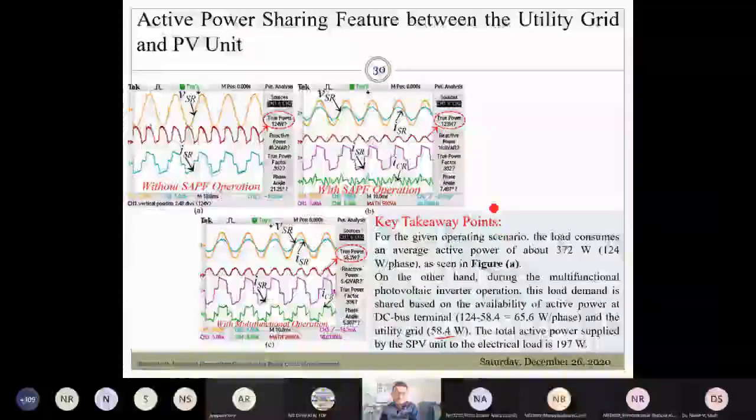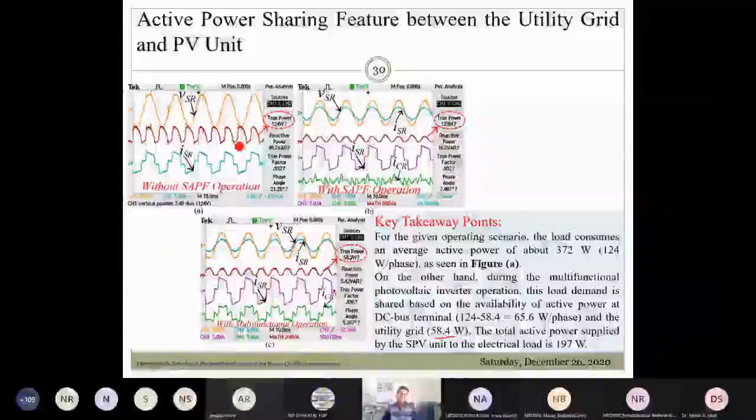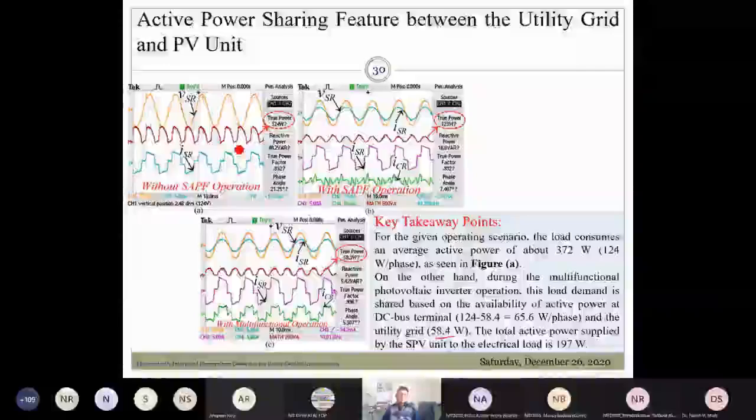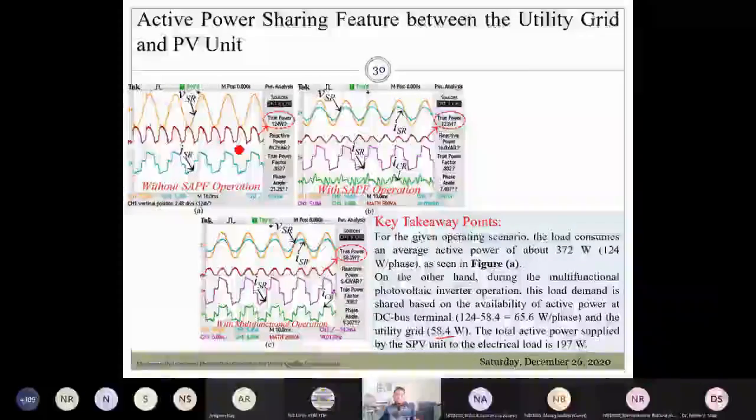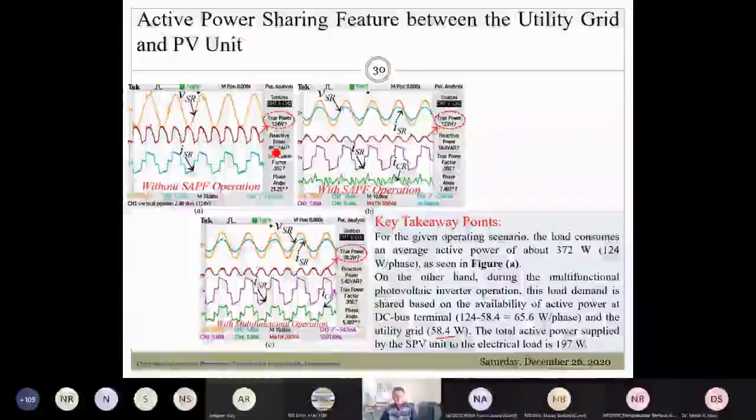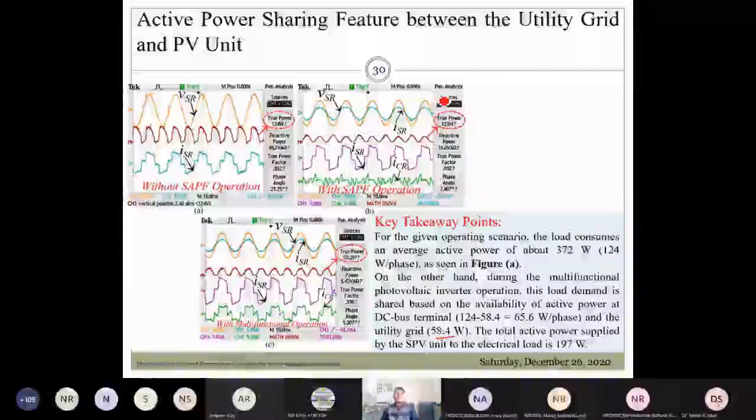So this is the active power sharing feature. This feature depends on how much renewable power is available at the DC side collector bus. Based on the renewable power availability at the DC side collector bus, active power will be shared between the utility grid and the PV unit.